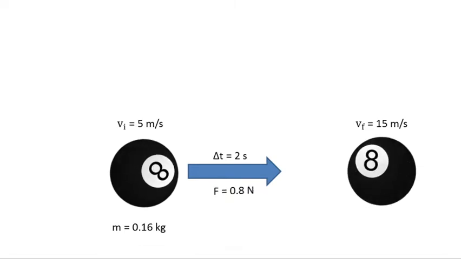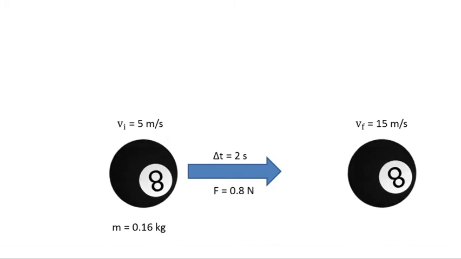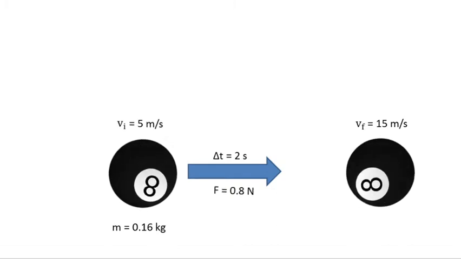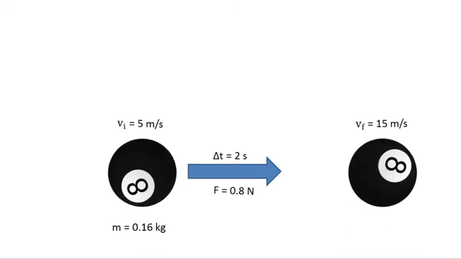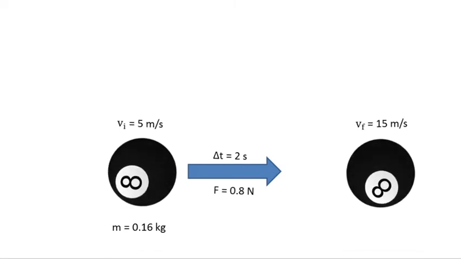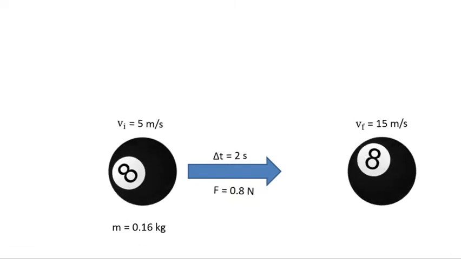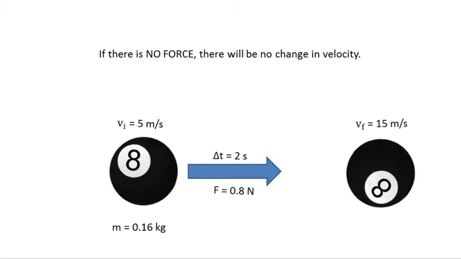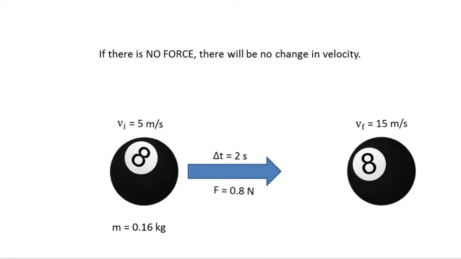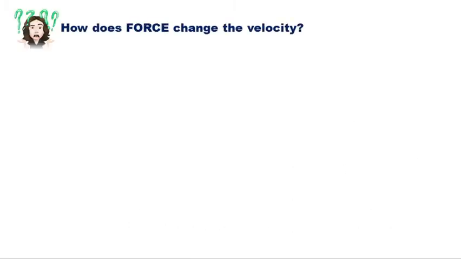So the external force of 0.8 Newton changed the initial velocity of 5 meters per second of this ball into a final velocity of 15 meters per second in a short time of 2 seconds. This also means that if there is no force applied to this object, there will be no change in velocity. So how does force change the velocity?